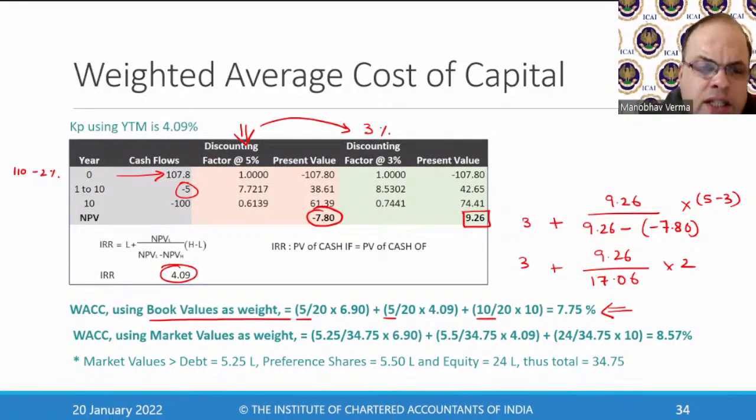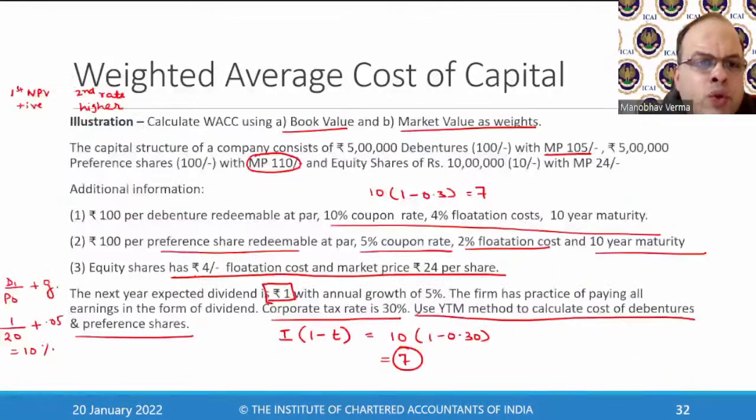Riya, you are asking about the preference share cash flow at the beginning, 110 minus 2%, right? Initially you are spending 107.8 and then you get in return a 5 dividend and 100 redemption value at the end. Riya, is that okay? Let me show you. They're talking about a preference share with a market price of 110, and they've given us a 2% flotation cost.